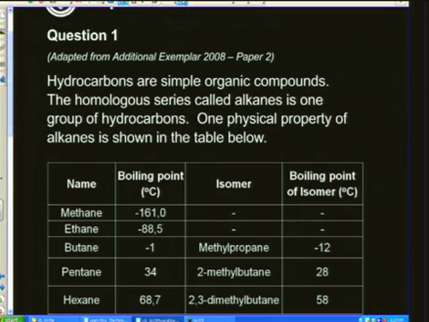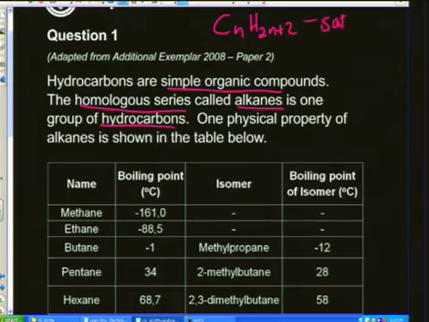Hydrocarbons are simple organic molecules or compounds. The homologous series called the alkanes is one of the groups of hydrocarbons. Alkane, you should be remembering, CnH2n+2. It is saturated. That means that they have carbon-to-carbon single bonds, and all 4 bonds are taken. There's no double bond. It's just carbon and hydrogen.